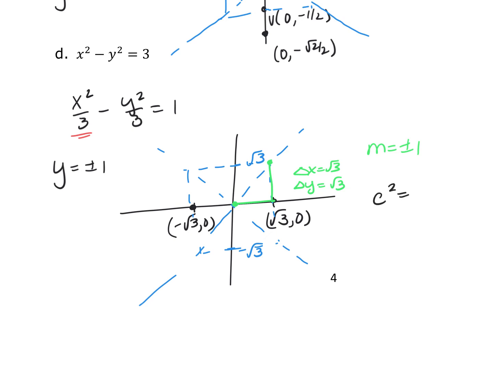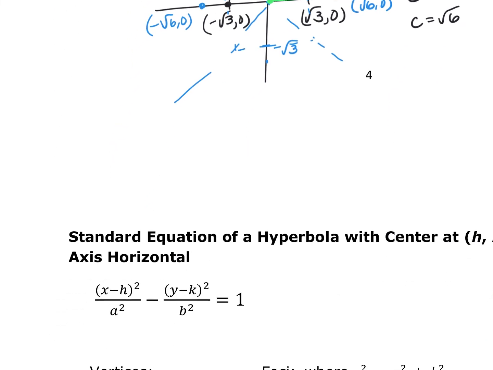Lastly, I just need to find my foci. So c squared is equal to 3 plus 3, so c is equal to the square root of 6. So my foci are here and here, which is going to be (square root of 6, 0) and (negative square root of 6, 0). And that's it. And notice I'm not ever referring to any of the formulas. I don't have time to memorize them. Even if I have them in front of me, I don't have time for that.